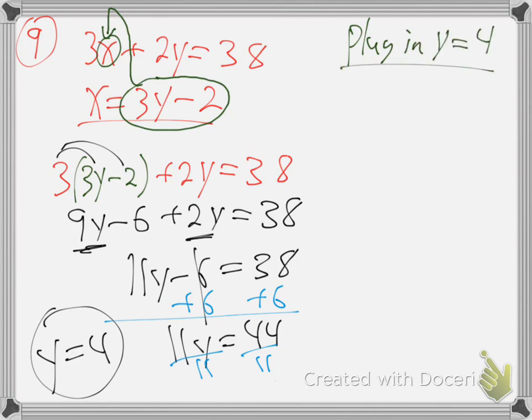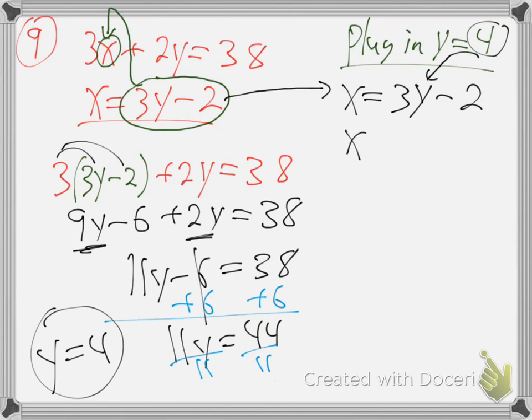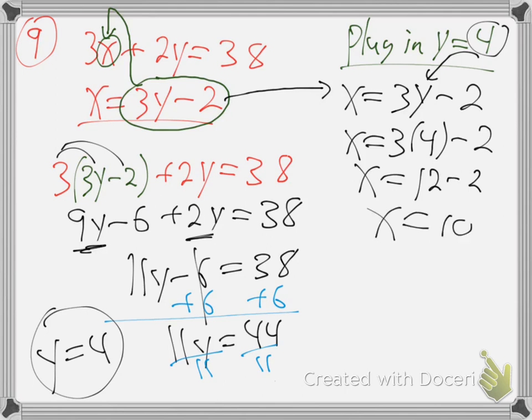And so now, come up here, and I'm going to plug in y equals 4. Now, the easiest place to plug, since what do you want now? You want x, huh? We've already got y. We're looking to get x. So the easiest place is going to be where x is already alone, right there. X equals 3y minus 2. Grab the 4. So 12 minus 2, x is 10.